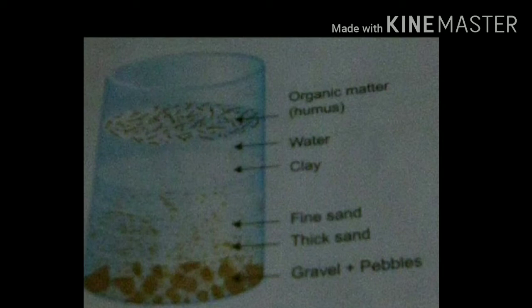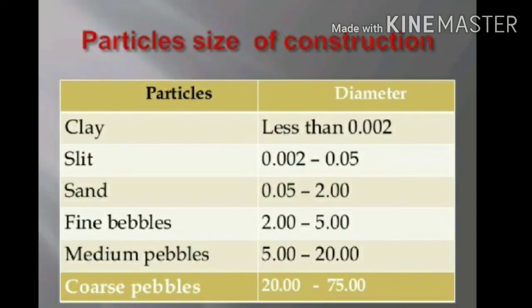Considering the particle size: clay is less than 0.002 diameter, silt is 0.002 to 0.05 diameter, sand is 0.05 to 2.00 diameter, fine pebbles are 2.00 to 5.00 diameter, medium pebbles are 5 to 20 diameter, and coarse pebbles are 20 to 75 diameter.